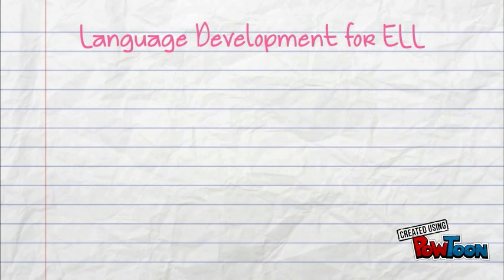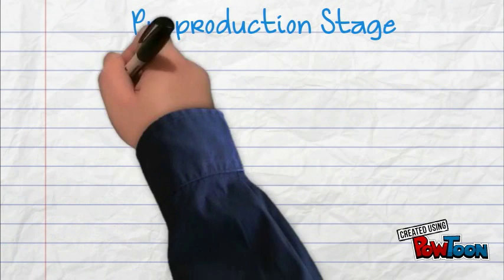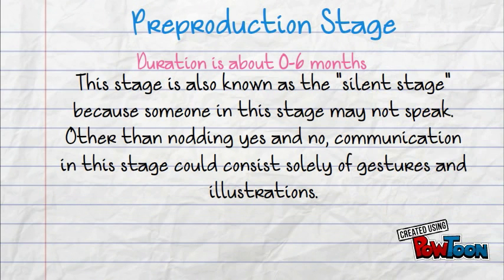Language development for English language learners. It's similar to first language acquisition and develops in stages. Pre-production stage. This is the stage also known as the silent stage because someone in the stage may not speak. Other than nodding yes or no, communication in this stage could consist solely of gestures and illustrations.